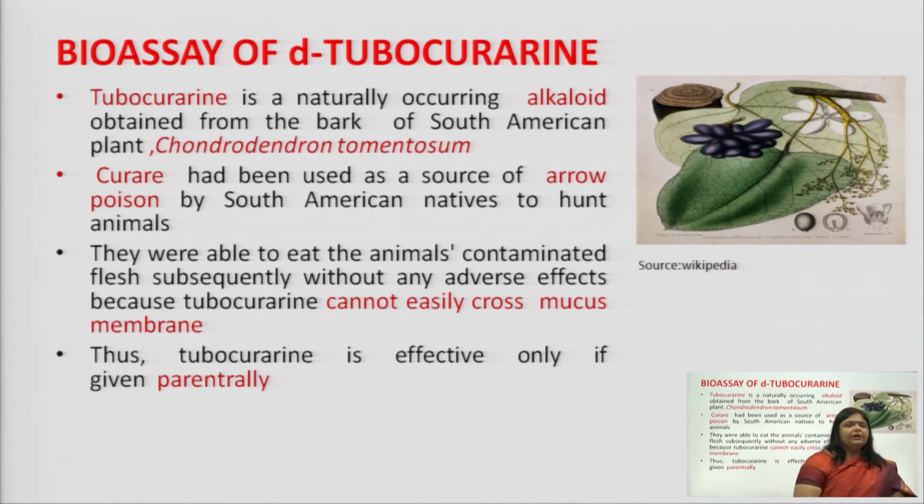Now we talk about the bioassay of D-Tubocurarine. Now what is this D-Tubocurarine? This tubocurarine is a naturally occurring alkaloid which is obtained from the bark of a South American plant called Chondrodendron tomentosum. Okay, so it is a South American plant, a naturally occurring alkaloid. We all know the word tubocurarine comes from the word curare.